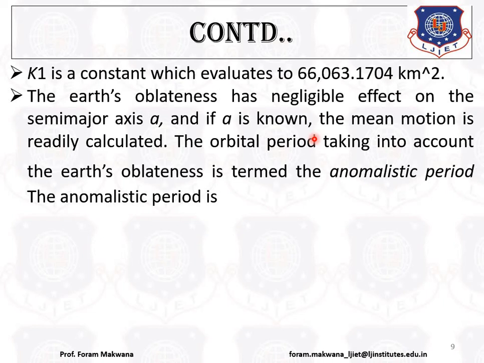The effect of Earth's oblateness is negligible on the semi-major axis, as the mean motion is readily calculated. The orbital period, which takes into account the Earth's oblateness, is known as the anomalistic period, which is represented over here as PA. PA is equal to 2 pi upon n. n is mean motion and the period is calculated in seconds.